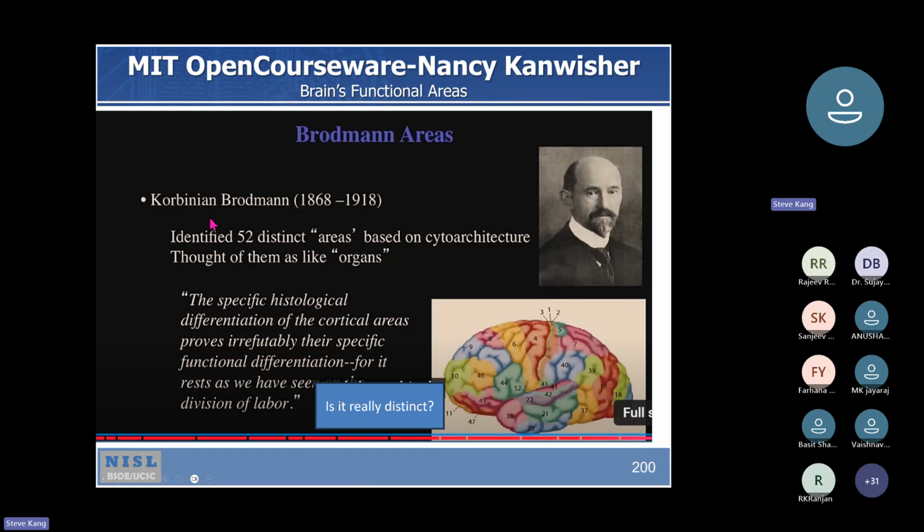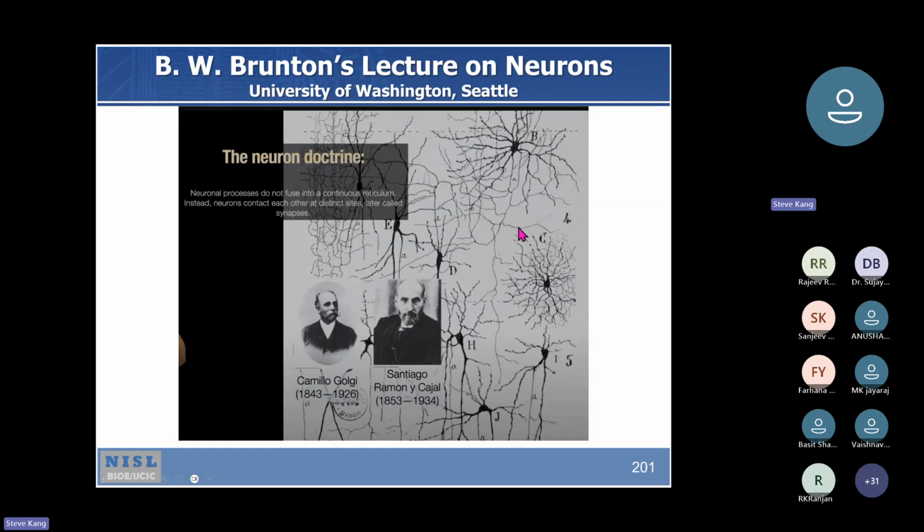So, this Brodmann, 1868 to 1918, 19th century, early 20th century, he identified 52 distinct areas, like organs. So this is a numbering of different areas. But the question is, is it really distinct? Can you really say that they are distinct units? So it's arguable whether they are really distinct or not.